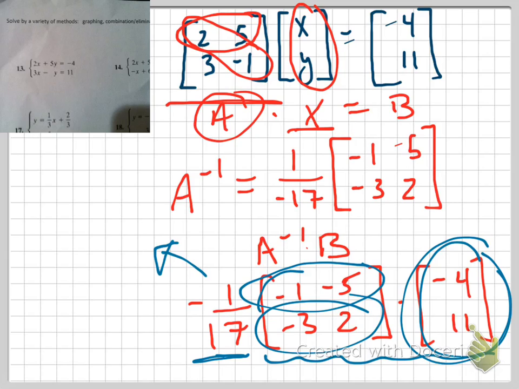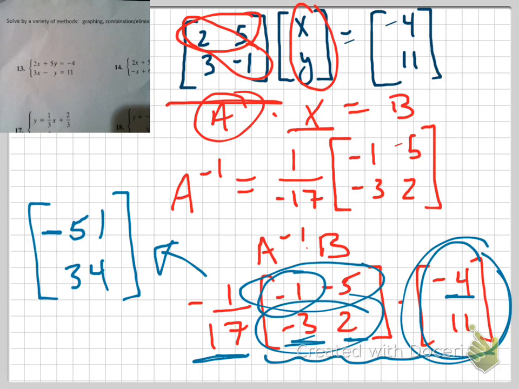I'm going to get -1 times -4, that's +4, minus 55, so that's a -51, and I'm going to get +12 plus 22. 12 plus 22 is 34. There's my matrix. Now don't forget I still have the -1 over 17 on the outside of that. So I'm going to distribute that in. This is scalar multiplication, so I actually just multiply the negative into both of those, or in other words I'm dividing by -17.